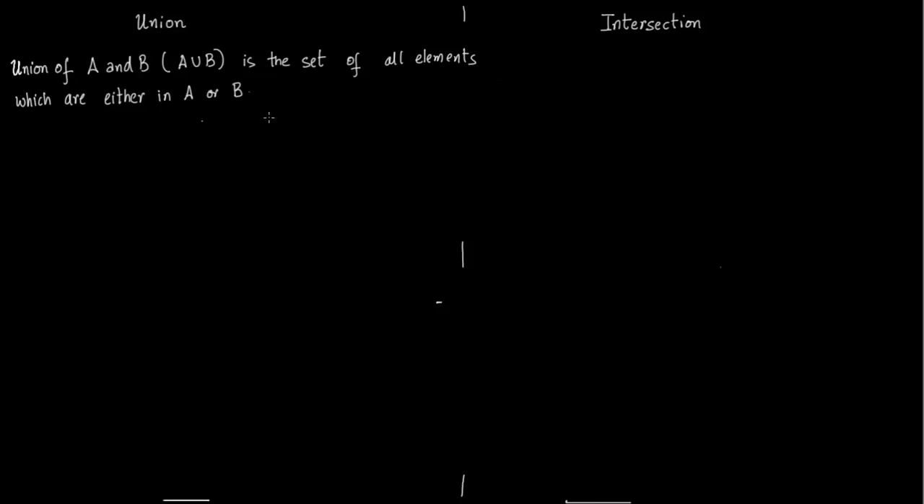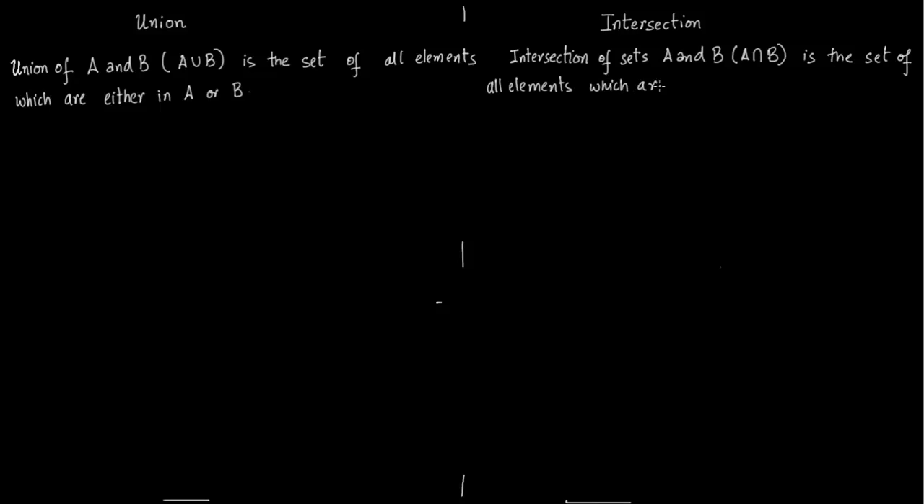What about intersection? Intersection of set A and B. So now we want to talk about intersection of two sets A and B. This is denoted by A intersection B. That is an inverted cap. This is the set of all elements which are both in A and B.